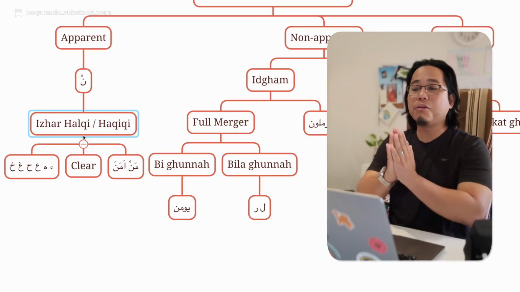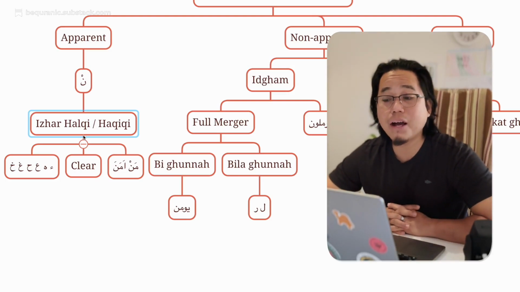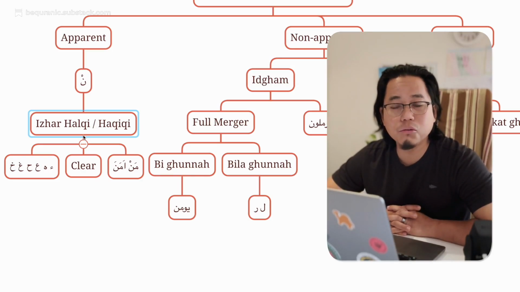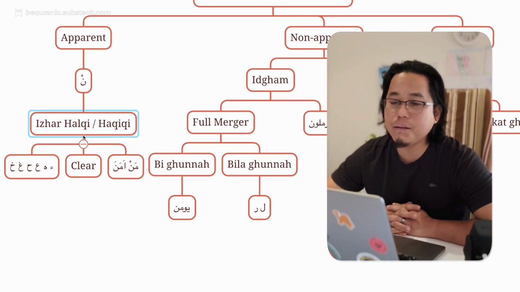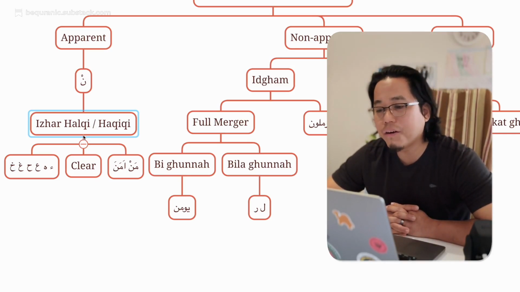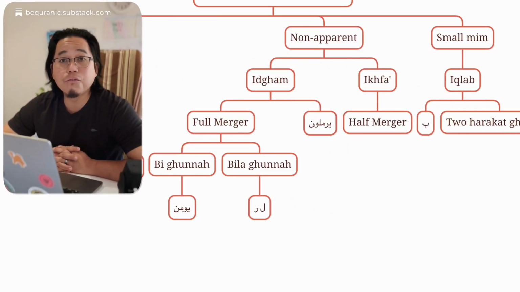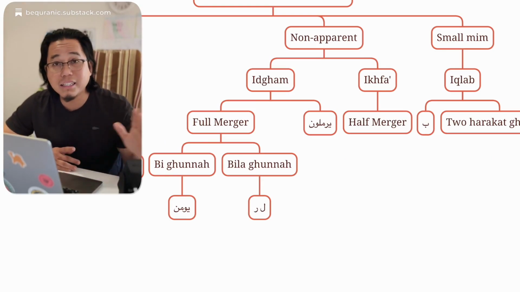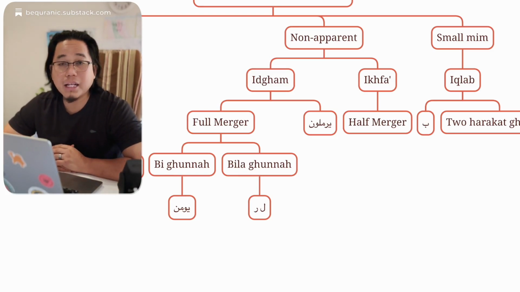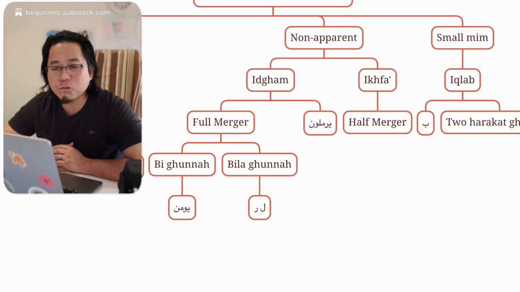All right. Now, non-apparent noon sakin, you can divide it into two. If you don't see the sukoon sign on top of the noon sakin, or you don't see a meme sign, which is iqlab, then it's either idgham or ikhfa. Idgham is a full merger. Literally, idgham means annihilation. It annihilates the sound of the noon. And the letters are yarmalun. And we've looked into examples of idgham last week.